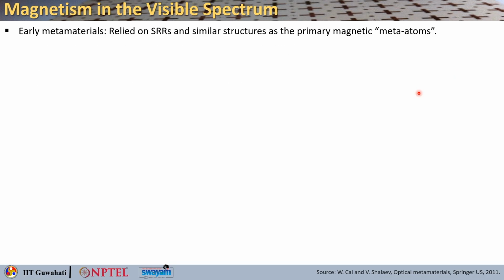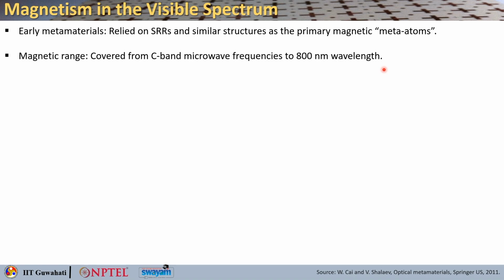Now, during the first few years of the intense study of this kind of metamaterials, split ring resonators and their analogues have been the meta-atom of choice for this kind of magnetic metamaterials.